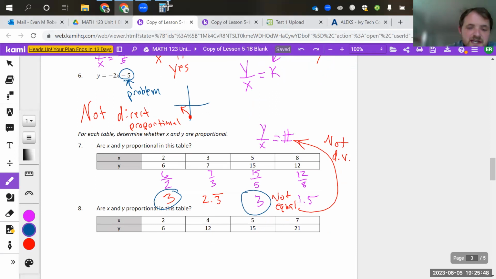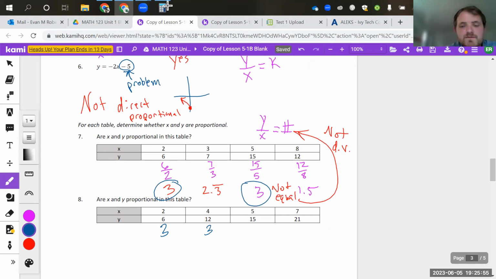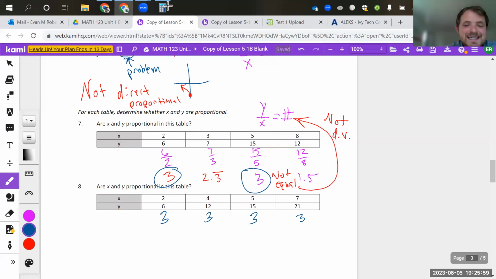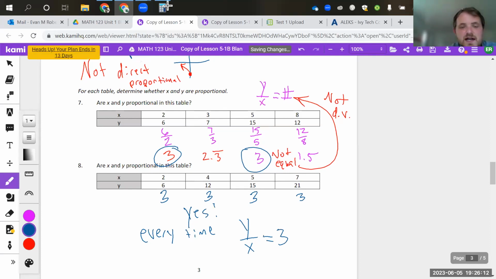So if I do the same thing here, 6 over 2, that is 3. 12 over 4 is also 3. 15 over 5 is 3, and 21 over 7 is 3. So this is a yes situation every time. y divided by x equals 3. So that is a directly proportional situation.